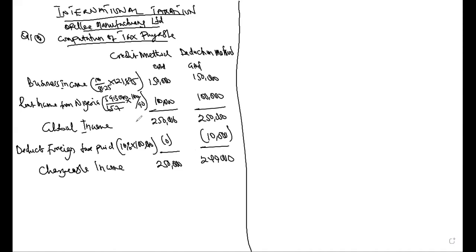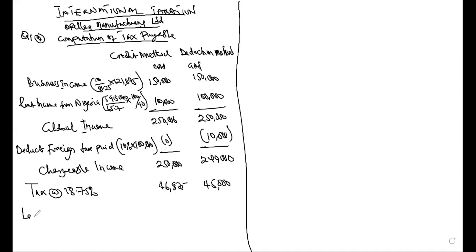Now we've gotten our chargeable income, so let's compute our tax. Tax at 18.75%. So 18.75% of 250,000. How much will you get? You get 46,875. And on the deduction method, 18.75% of 240,000 gives you 45,000.